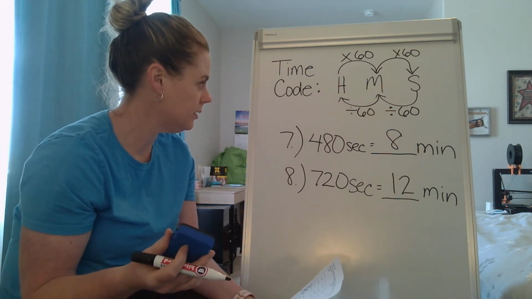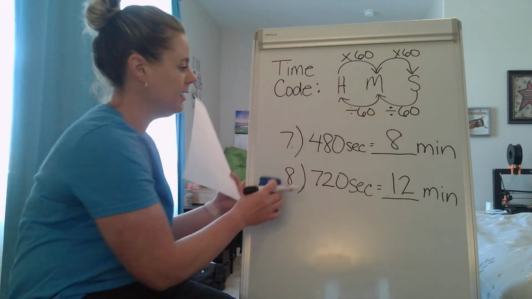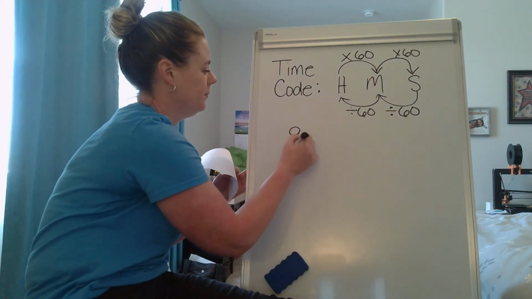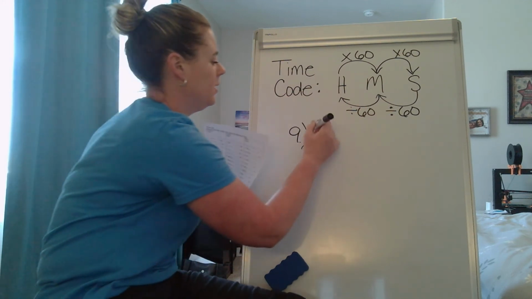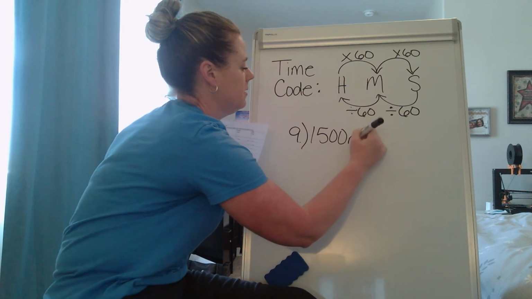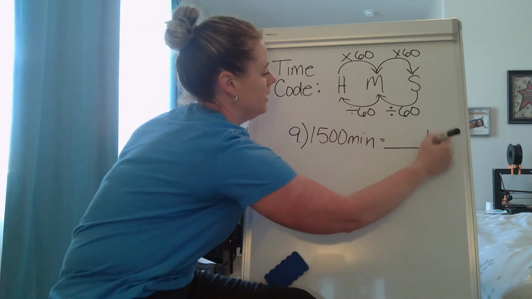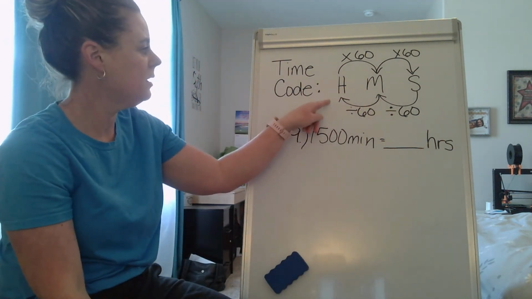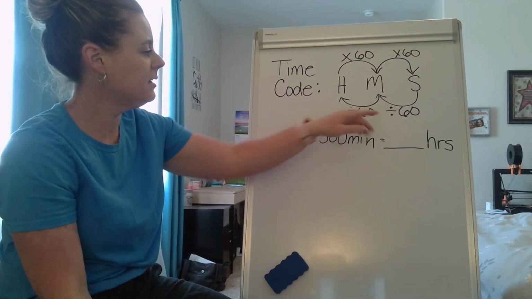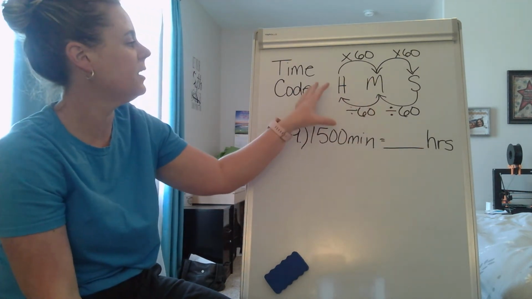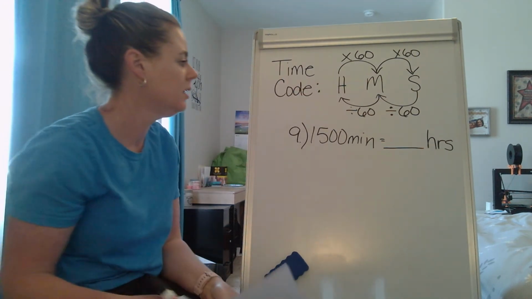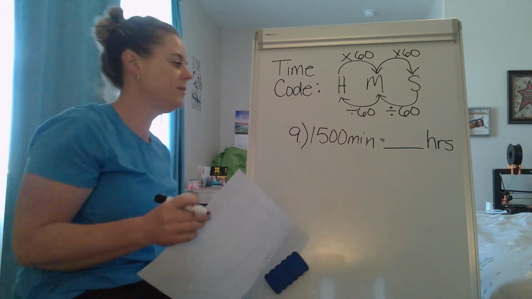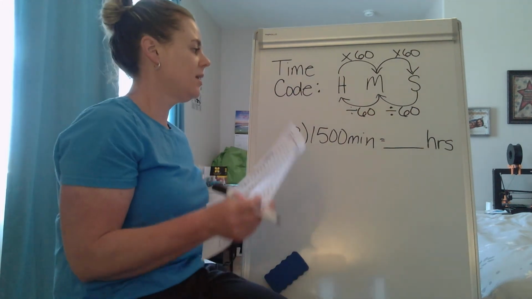Minutes to hours. So let's do a minute to the hour. So number 9 is 1,500 minutes equals how many hours? So again, we're going from small to larger units, and these are the hard ones. So we're dividing. The number's going to get smaller, but the unit gets bigger. 1,500 minutes equals how many hours?